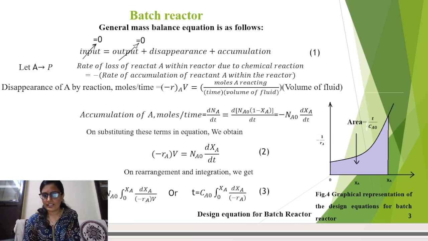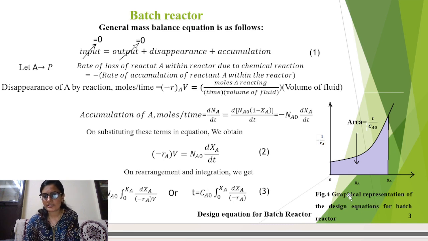Here this n naught over V we can write as C naught, because n naught over V is C naught, the initial concentration of reactant. So t is equal to C naught integration from 0 to Xa dXa over minus Ra. Now this is the design equation for the batch reactor.